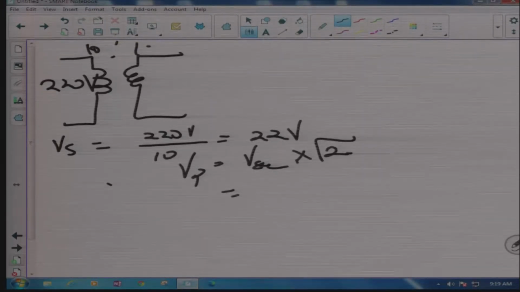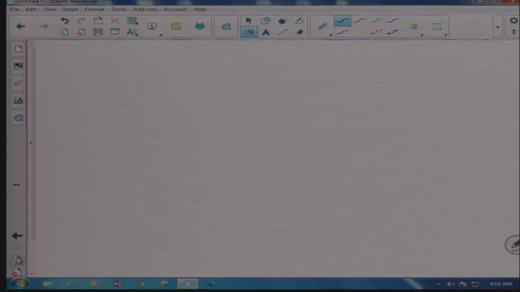Remember again the frequency. We are in South Africa. The frequency is how much? 50 hertz, meaning 50 cycles per second. Now, again, I'm going to go over to another transformer in the next slide.